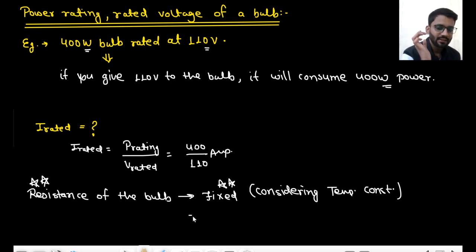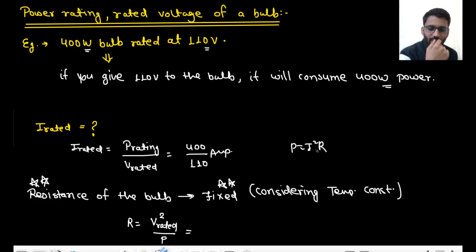So what will be the resistance? What is power? Power is V square by R, right? So R would be V square by P. So R would be V rated square by P. Or you can say power is I square into R, so R would be P by I rated square.